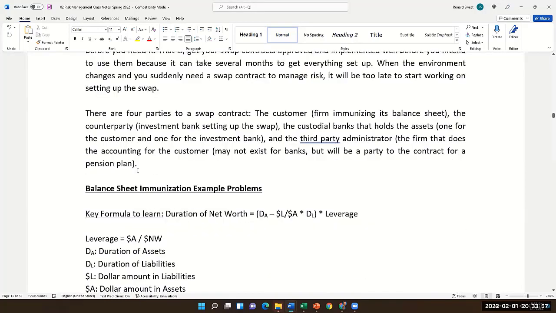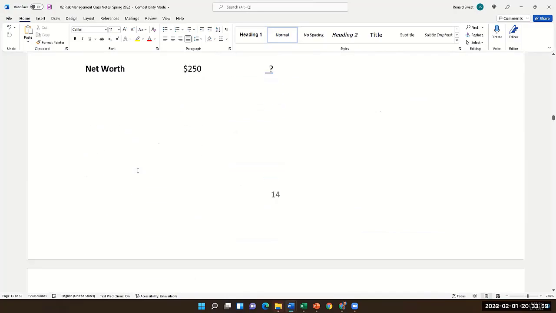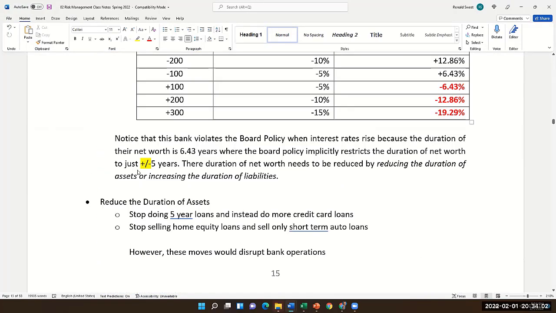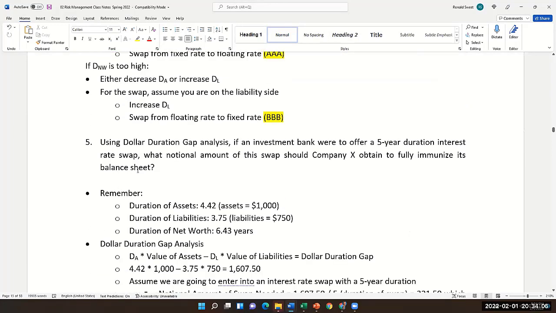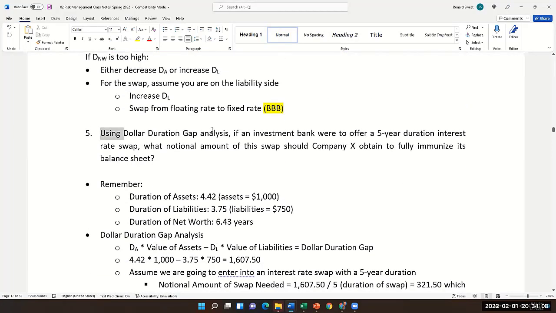All right, this might be the last thing we can do tonight, and we'll do an entire other problem on Thursday, and you can let it kind of sink in. So let's do this very last thing here. We're going to do dollar duration gap analysis. Now, I'm just going to tell you, banks don't usually use that term. This is really for pension plans, but you could use the term. So dollar duration gap analysis is telling you what swap to enter in order to get the duration of net worth to exactly zero. All right.